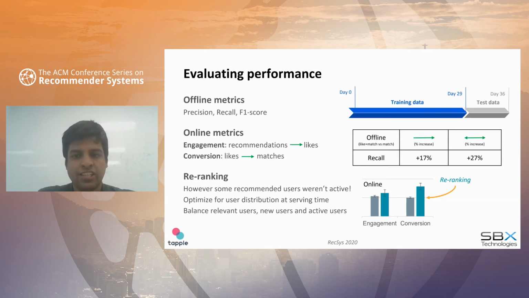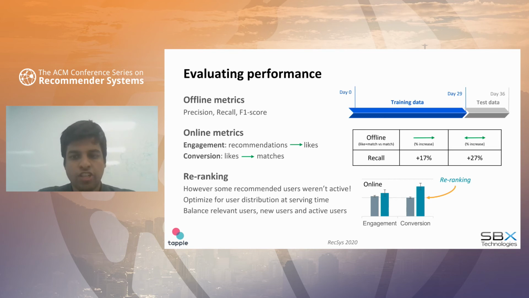And in this slide, we share the results from our approach. For offline evaluation, we use standard metrics like precision, recall, and F1 score. We take 1 month's data as training data and the subsequent 1 week's data as the test data. Our method gave a 27% increase in recall over the previous matches-only model. But we all know offline evaluation is not representative of online performance. So we use engagement and conversion as metrics to evaluate online performance.